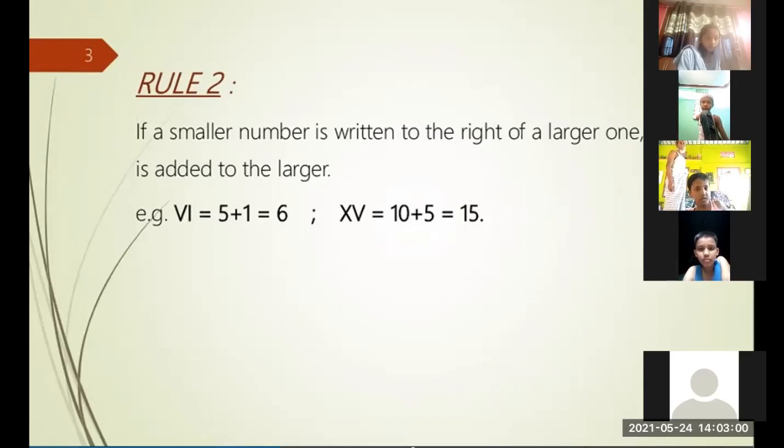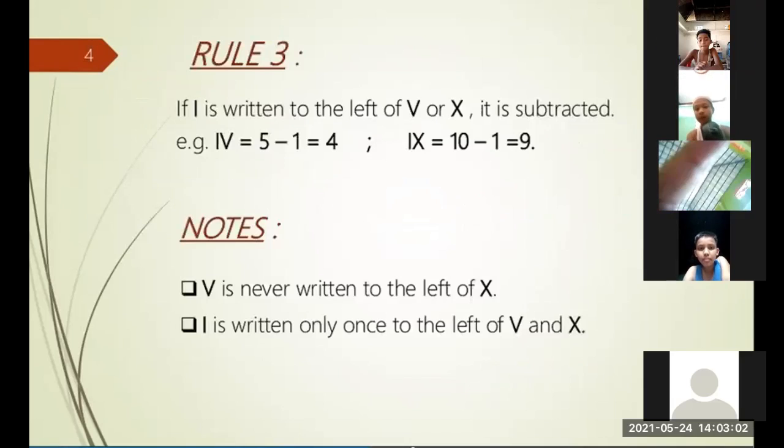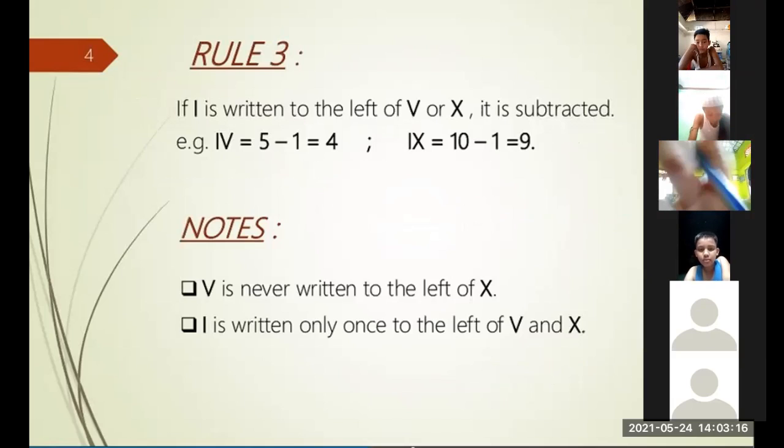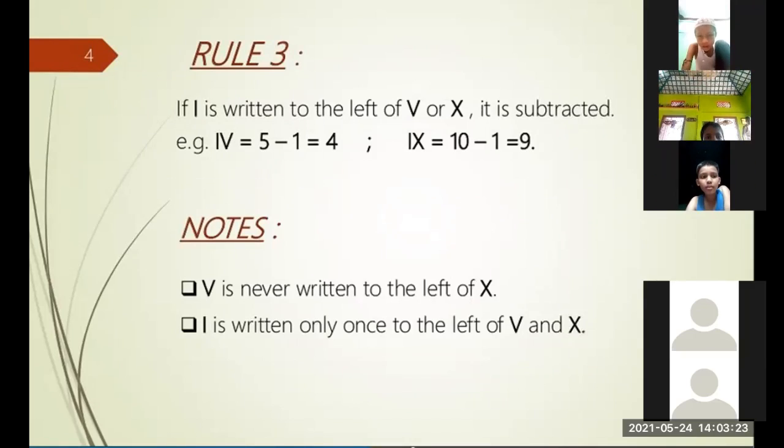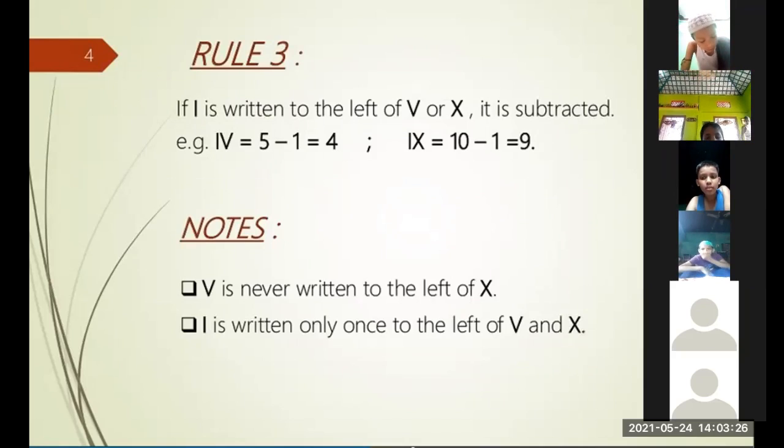In the third rule, what have we seen? If I is written to the left of V or X, it is subtracted. So anytime I is written on the left side of V or X, every time we'll subtract from the larger number. So last one example we'll do, then we'll end our session.